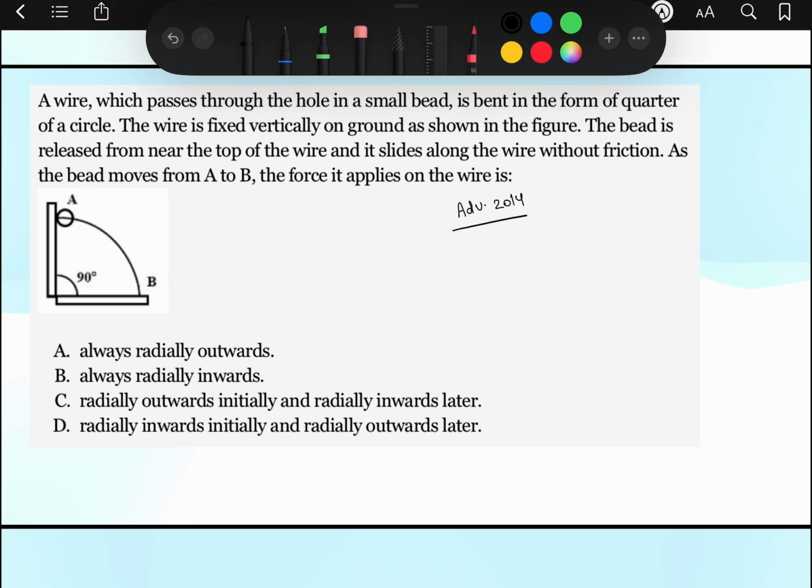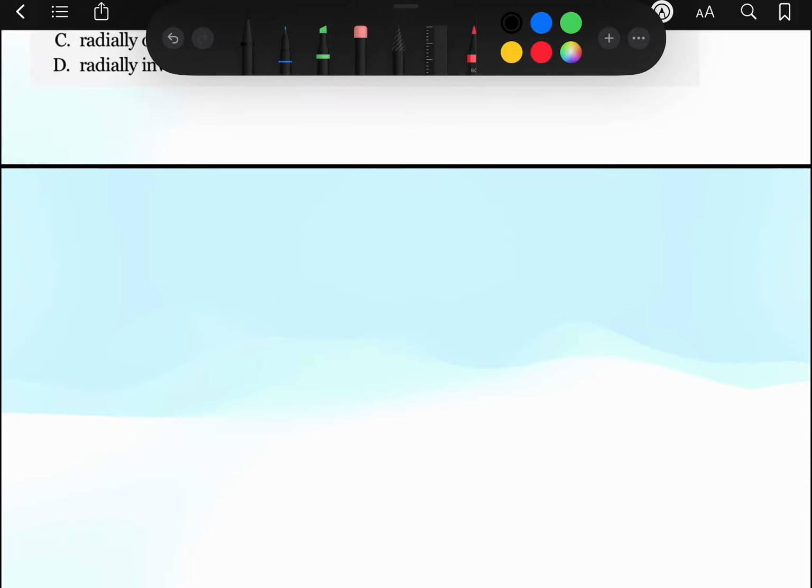That means we have to give the statements related to the force the bead is applying and what is the direction of that force on the wire. So here let me draw this situation.